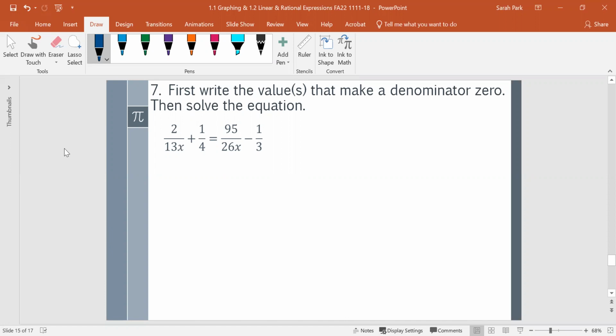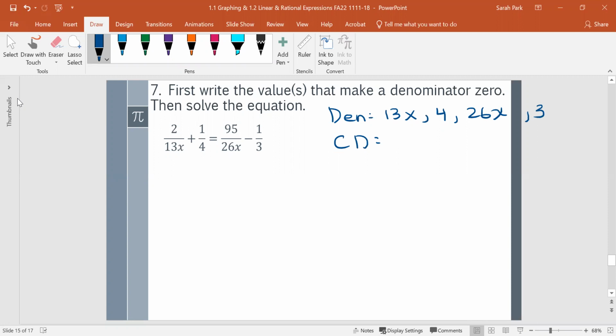Last time we called them numbers that we exclude. Sometimes we call them restrictions, or the numbers that make the denominator 0. The same idea here for the denominators, which are 13x, 4, 26x, and 3. If we look at the numbers, I want a common denominator that divides 13, 4, 26, and 3 evenly.